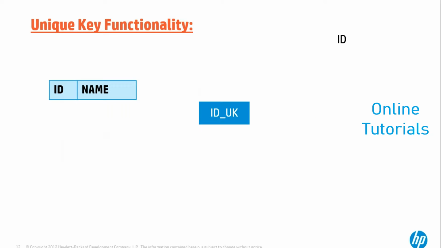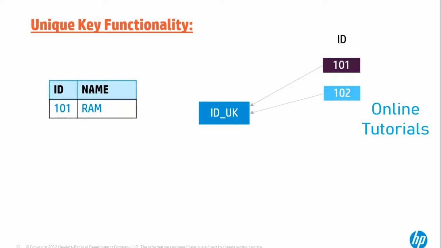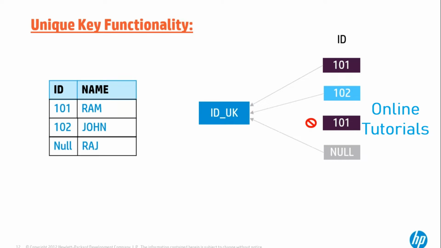Now the unique key, the same functionality. If I assign 101, it will allow. 102, it will allow. 101 again, it will not allow. Null, it will allow null. One more null, it will not allow. We allow only one null value. Remember this point, okay?